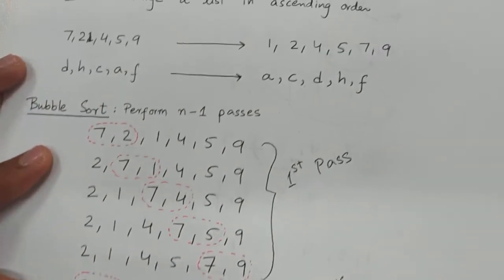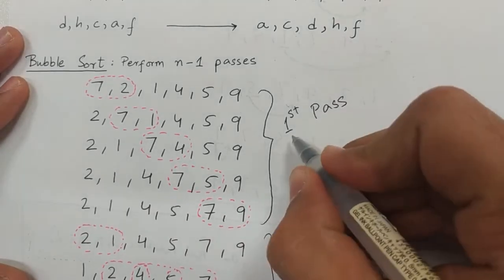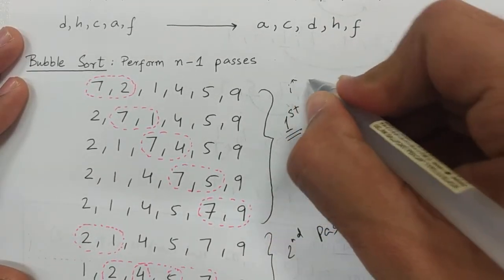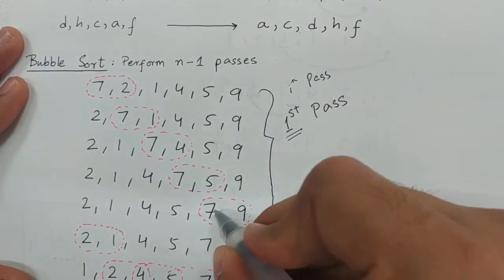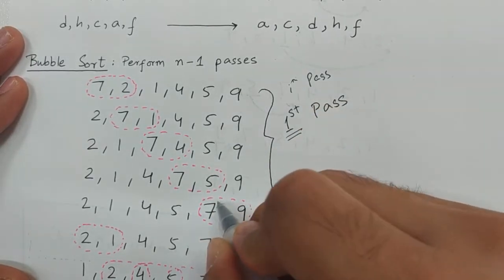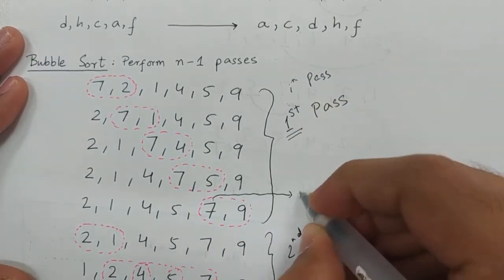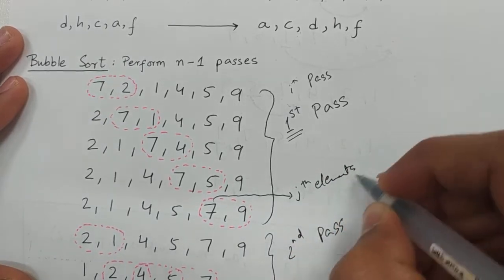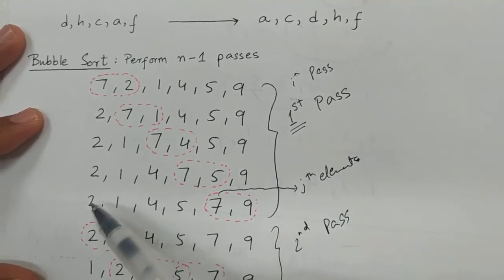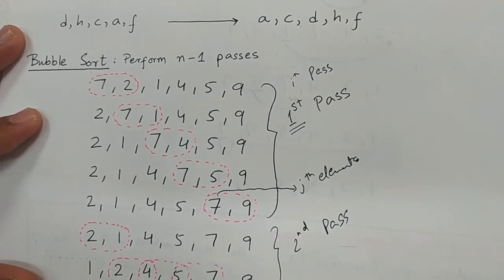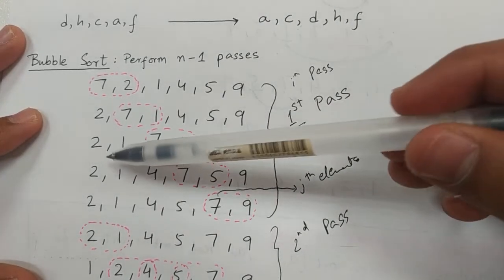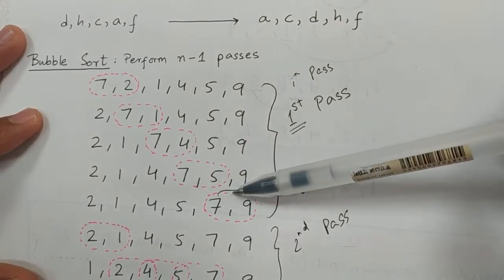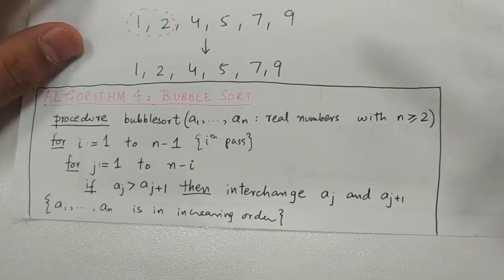So the idea is in the ith pass, you will check up until the jth element. This is the last element that will be checked. j goes from 1 to n-i. And so that's your algorithm.